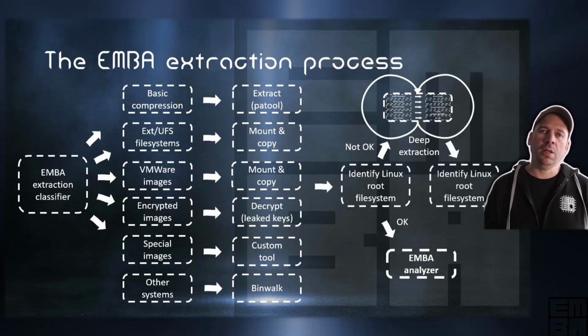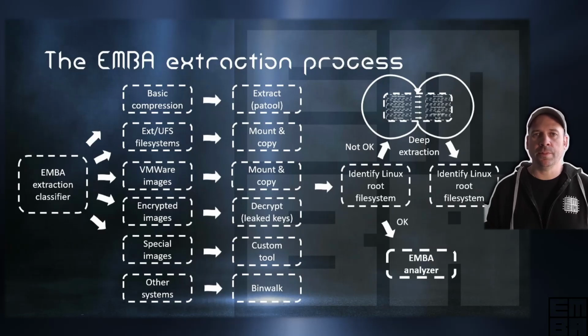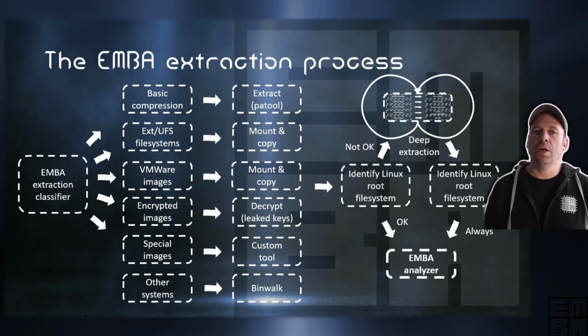We are doing again a Linux root file system detection, and now it doesn't matter if we have a Linux root file system detected, so a valid Linux system, or if we haven't detected a valid Linux system. Now we start up the EMBA analyzer modules, which means we are now not only able to analyze Linux systems, we are also able to analyze other binary stuff.